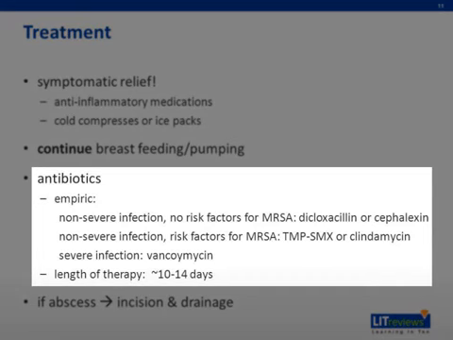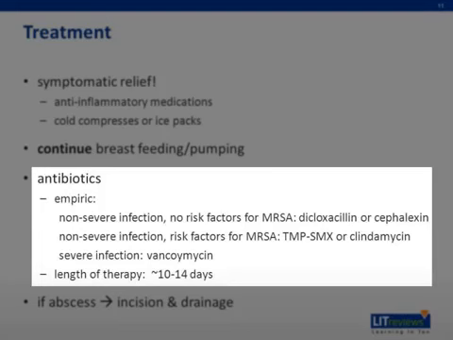Empiric oral antibiotics in non-severe infection with low risk of MRSA include dicloxacillin or cephalexin. In non-severe infection with risk for MRSA, treatment includes TMP-SMX or clindamycin. In severe infection with hemodynamic instability or progressive erythema, vancomycin is recommended.